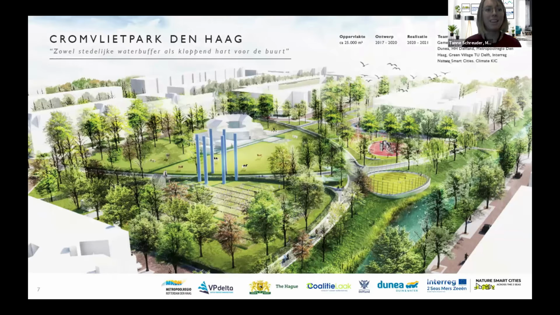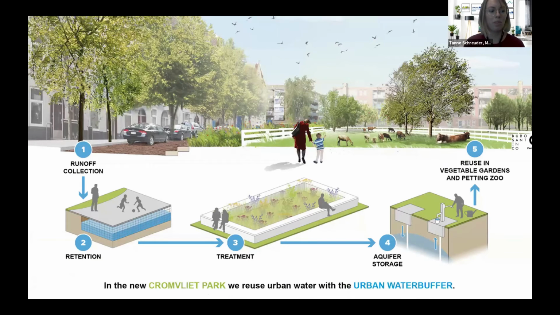This is the Cromvlietpark, The Hague. As you can see, or at least I think, it looks like a much more attractive place to be than the before pictures that we had. And you can also see that the urban water buffer is actually hidden. So what is the urban water buffer? Well, the urban water buffer is a circular water system that purifies water and stores it locally so that it can be used at a later point in time.